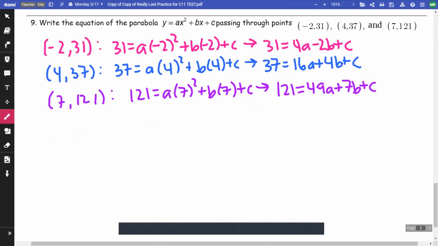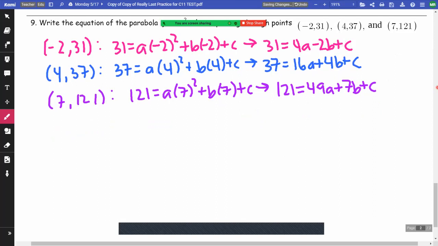So now I'm going to solve this system. And again, when we're dealing with something like this, we have all of these that have C's. So I can just get rid of my C's in each of these cases, because trying to deal with 4A, 16A, and 49A is not going to be nice. Negative 2B, 4B, and 7B aren't going to be nice. But even if they are nice, all of these are C's, and they always will be C's. So I would eliminate C's.